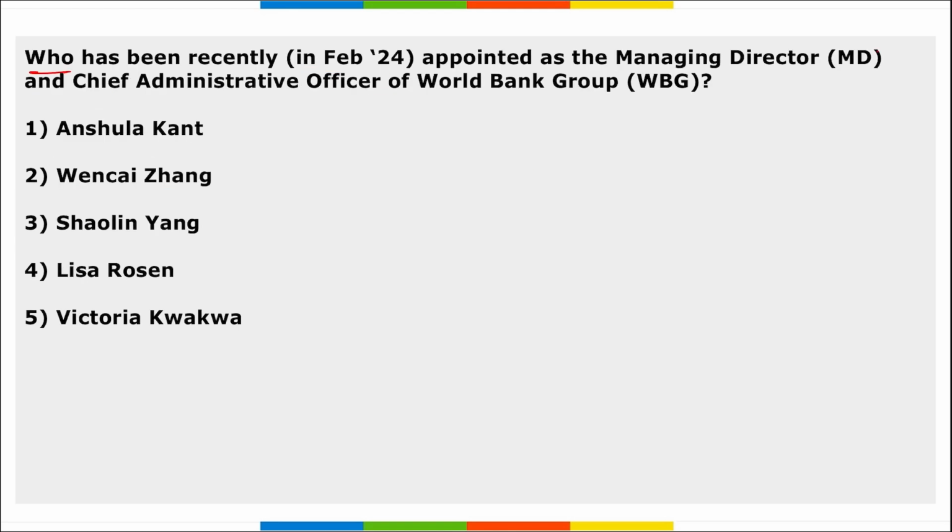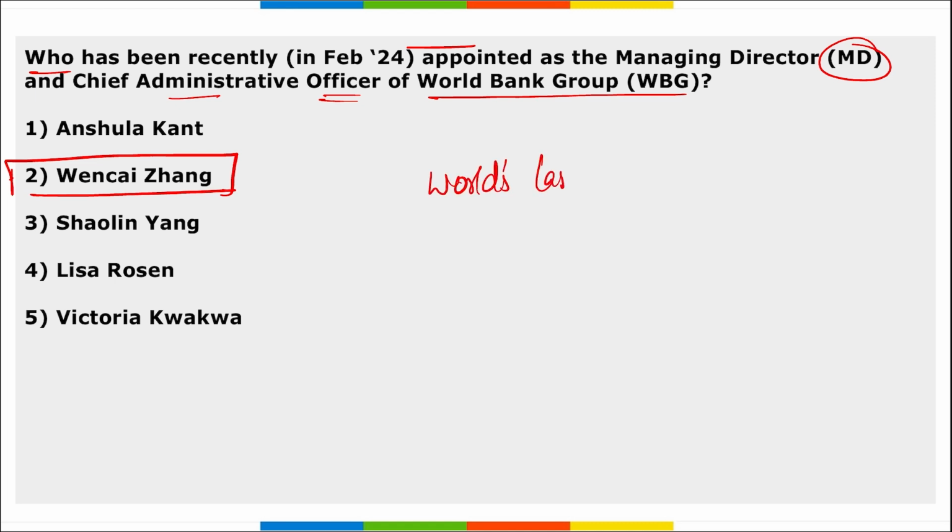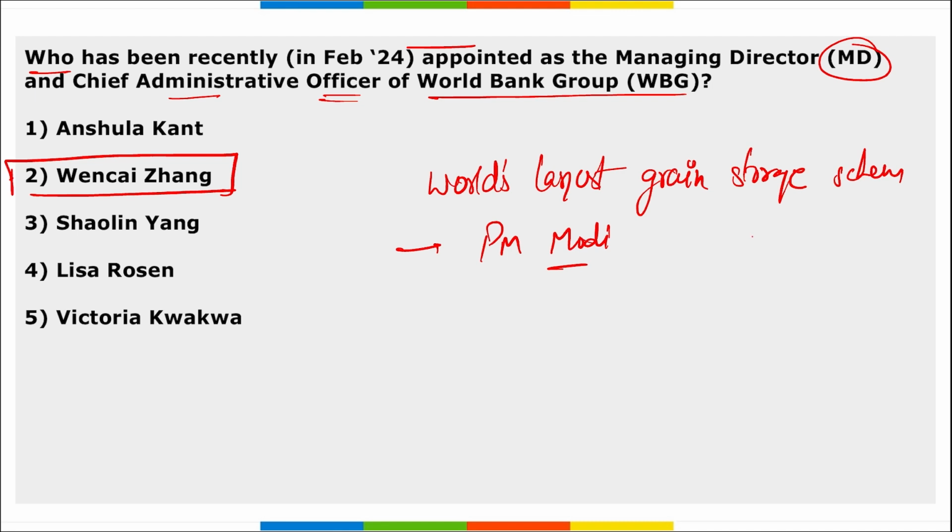Next, who has been recently appointed as the Managing Director and Chief Administrative Officer of World Bank Group? I repeat, who has been recently appointed as MD and Chief Administrative Officer of World Bank Group? Wenchai Zhang. Right? Apart from this, remember, Wenchai Zhang previously served as the Vice President of Exim Bank of China. Not just this, if I ask you world's largest grain storage scheme, this was launched by whom? It was launched by PM Modi and the world's largest grain storage scheme is of India.